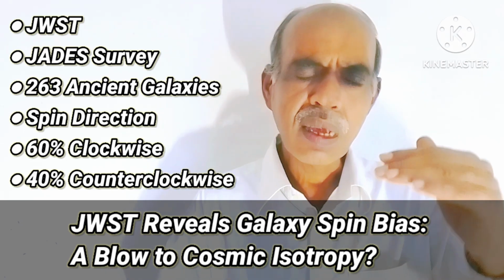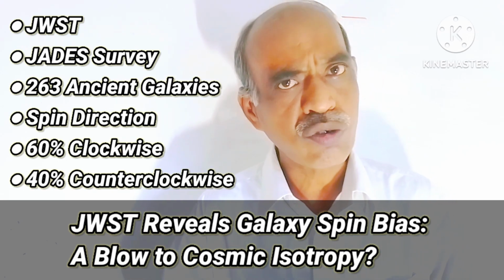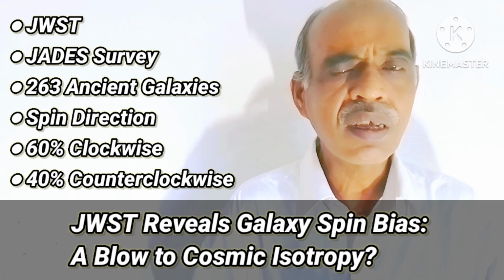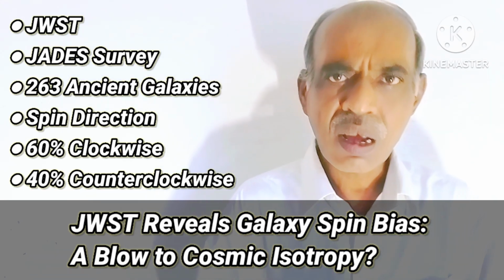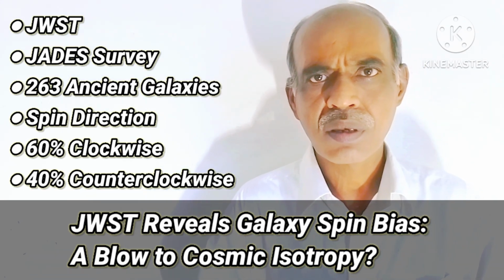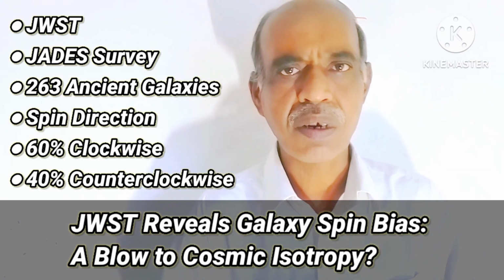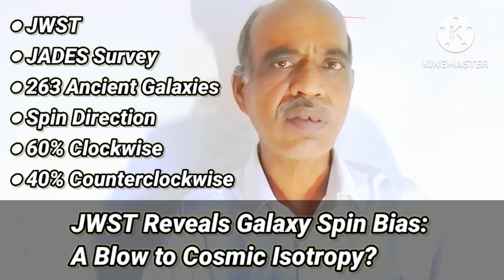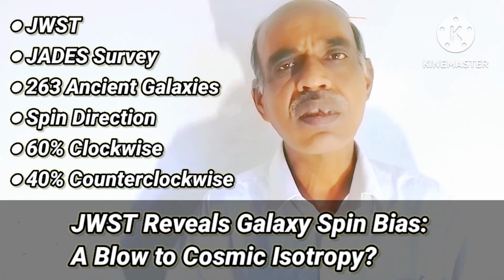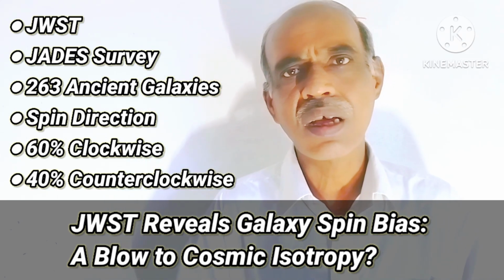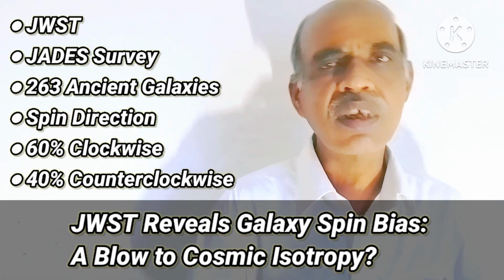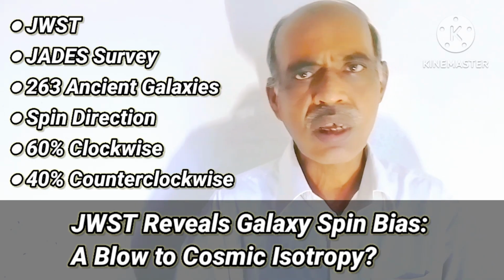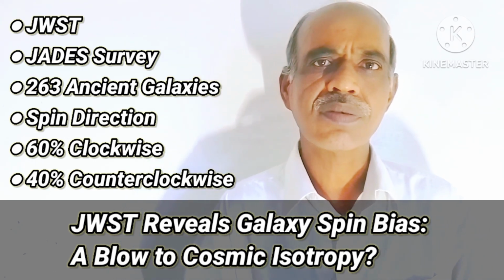And if the cosmological principle is true, then what should we expect? The result should be 50% clockwise, 50% counterclockwise. But we can see that only 60% is in the clockwise direction and 40% in the counterclockwise direction. So there is asymmetry. That means this observation is not following the cosmological principle or the cosmological models.